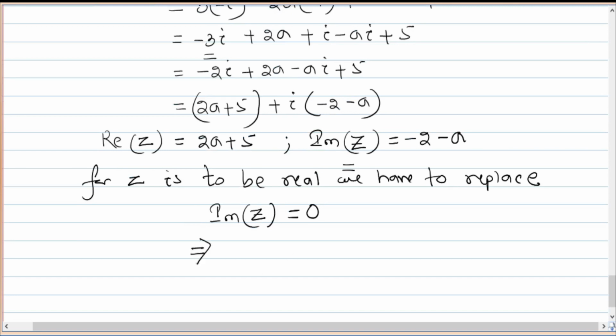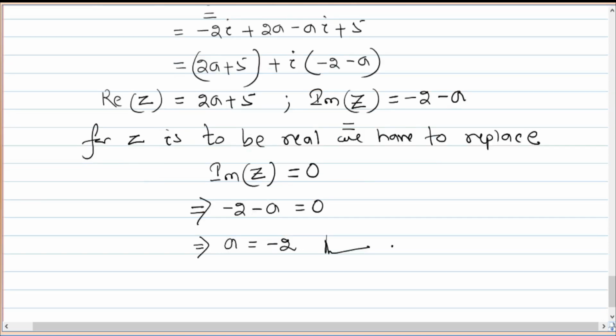So that is nothing but the imaginary part. -2 minus a is equal to 0. That implies a is equal to -2. That's your answer. Okay, so when a is equal to -2, then the total z, which is given in the question, 3i minus 2ai square plus 1 minus a into i plus 5, is real.